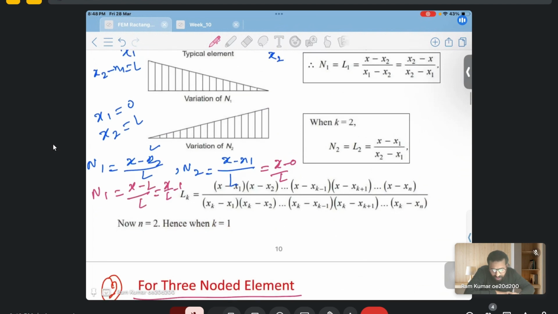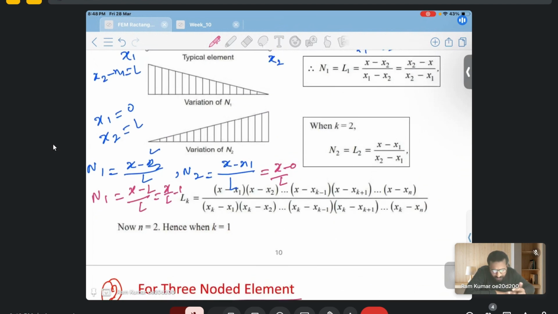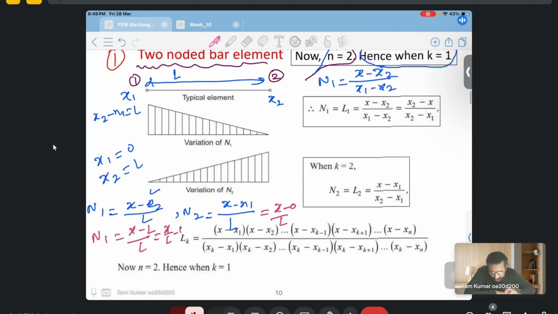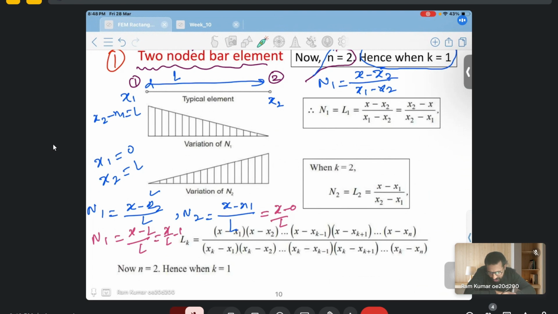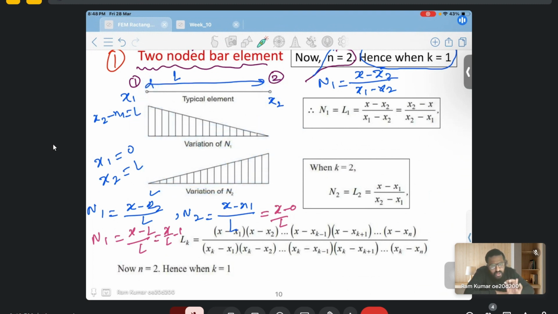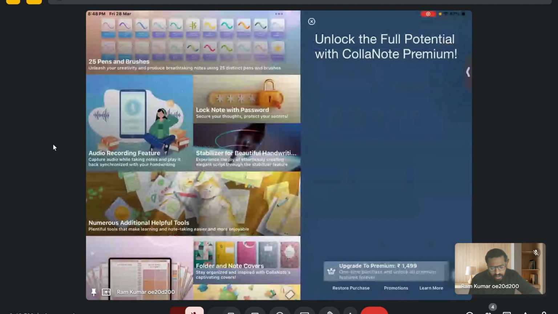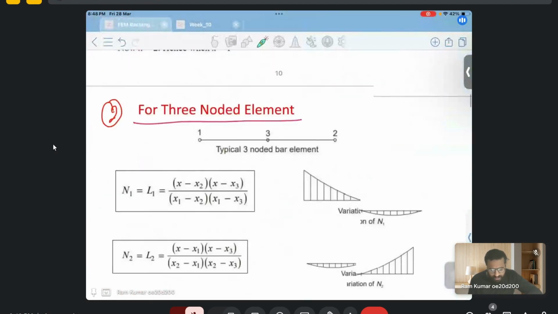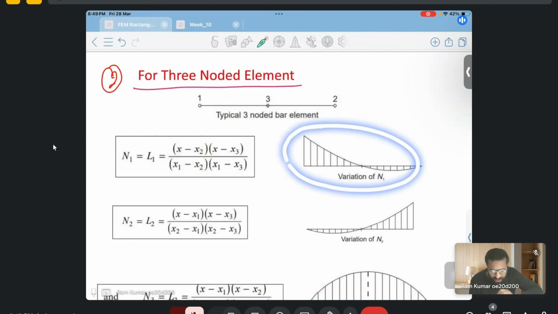And one more thing I want to tell you: what is the property of the shape function? For example, I'm interested to find the shape function at this node. The shape function n1 at this node 1 will be 1, and n2 will be 0. For example, at node 2, since this is a 2-node element, we have a total of 2 shape functions. At node 2, n1 will be 0 and n2 will be 1. This is the property of shape function.